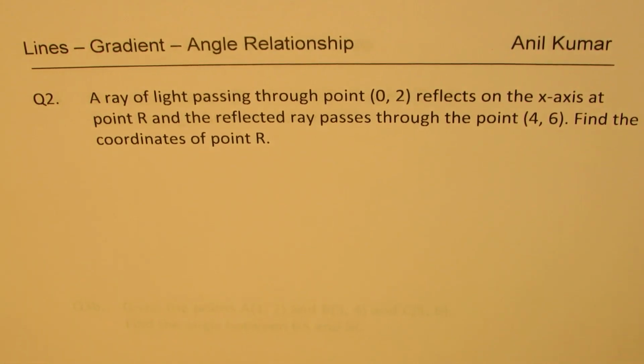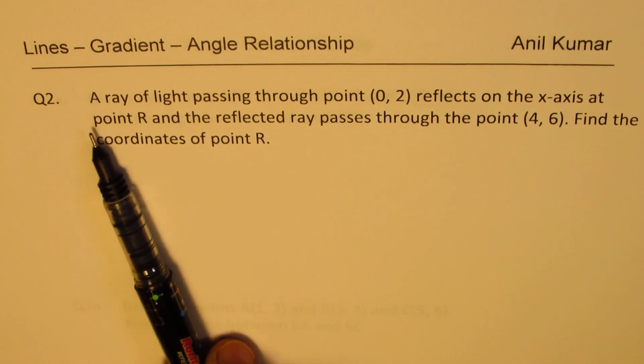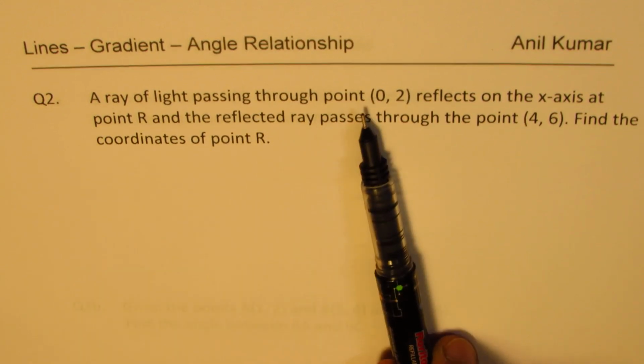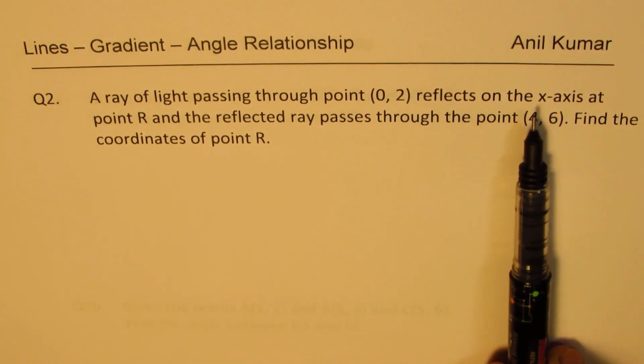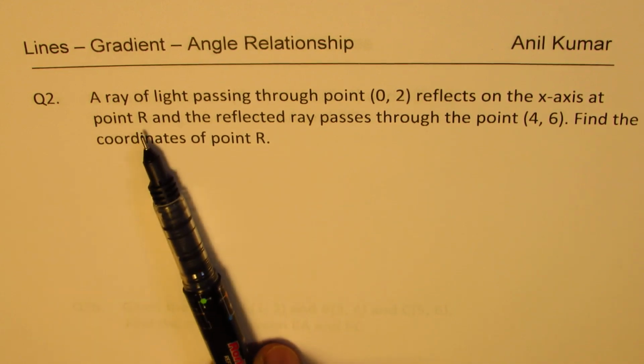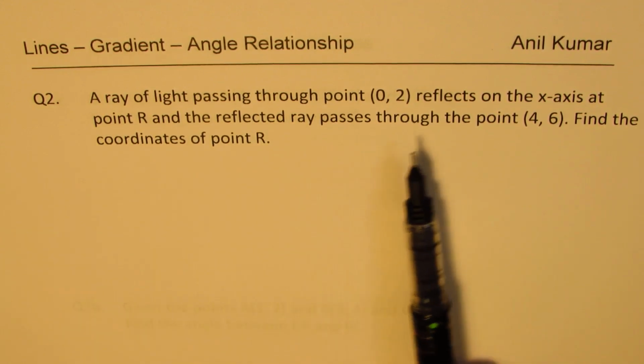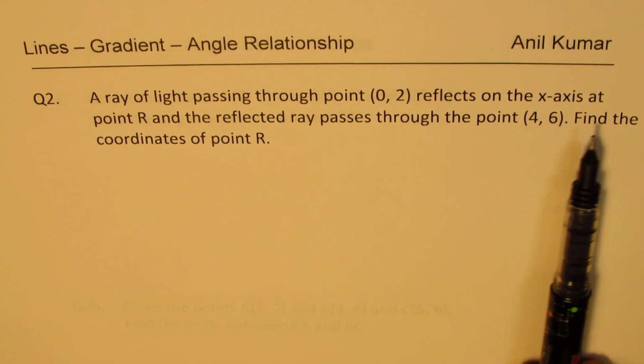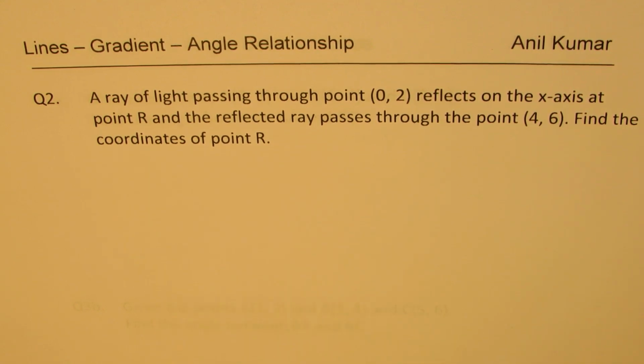Now question number 2 here is: a ray of light passing through the point (0, 2) reflects on the x-axis at a point R, and the reflected ray passes through the point (4, 6). Find the coordinates of point R. Now I'll take up this question after the break. Okay? You can try it meanwhile.